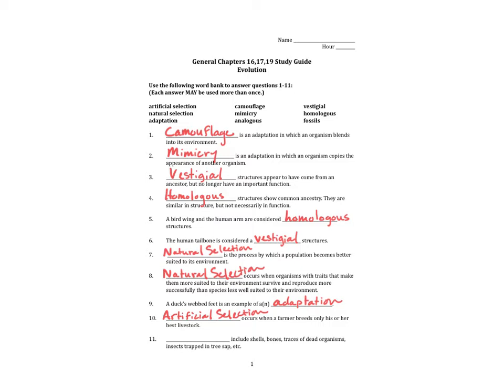And in animals, for example, if you have milk cows, you want them to produce a lot of milk, so they'll breed the cows that are good milk producers. And then number 11 says fossils include shells, bones, traces of dead organisms, and insects trapped in tree sap, etc. So fossils are preserved specimens, and they can be preserved because they were mineralized in stone, or they could be trapped in tree sap or amber, but they're relics of life that existed a long time ago.